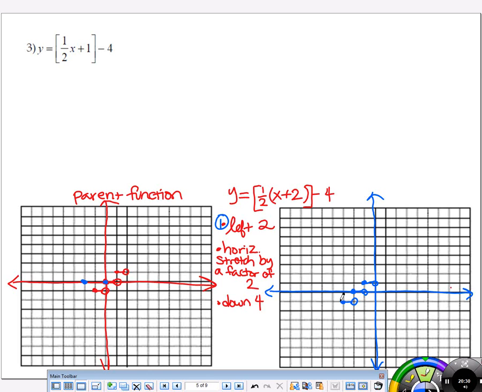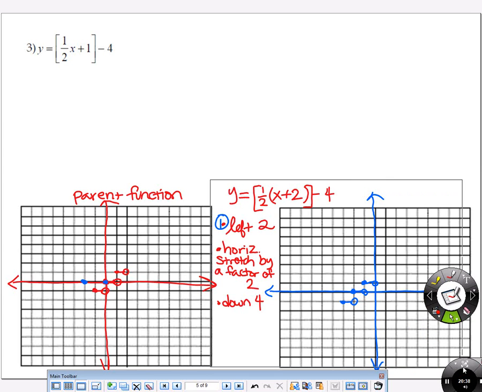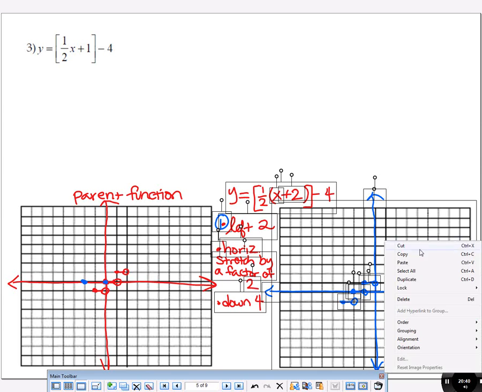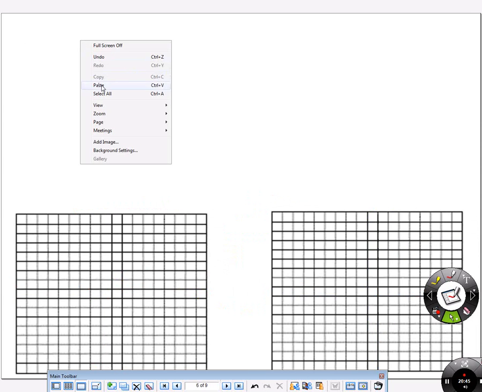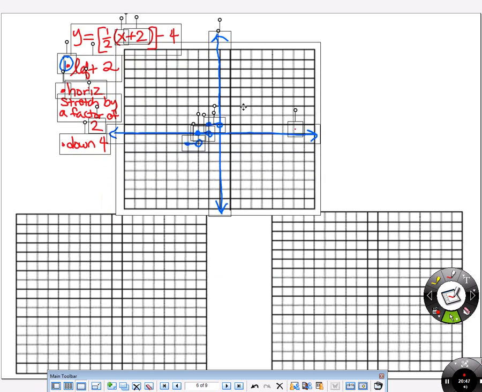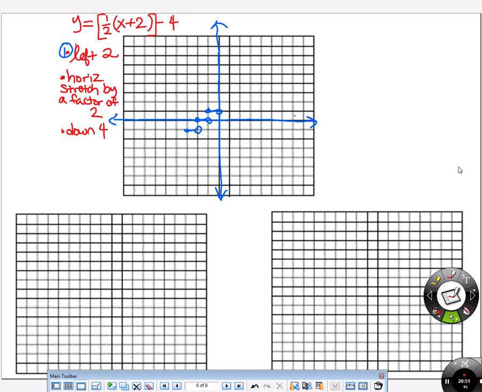Yeah? Okay, I'm going to copy this and paste this on my next graph because I don't have a nice large piece of paper like you guys do to see everything. All right. So this is what our graph looked like after we moved everything to the left 2.